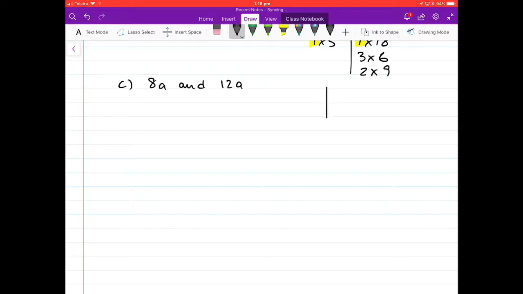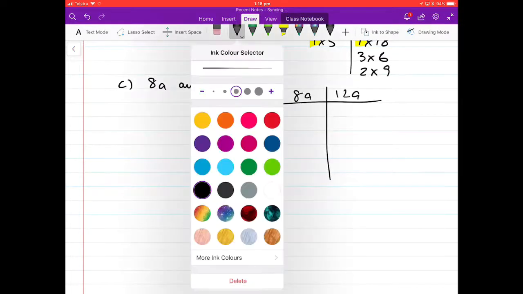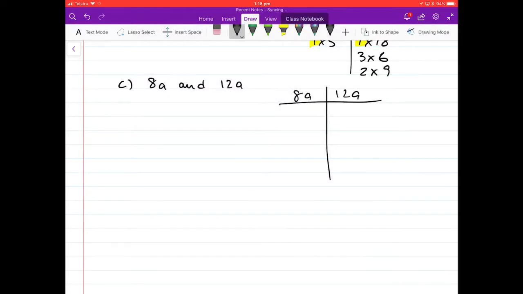Down here for the third one, question C, we've now got something a little different. We've got 8A and we've got 12A. Once you're listing all the factors, I want you to have a look at the 8 first and then add the A on the end, and then look at the 12 and then add the A on. So 1 times 8, and then just times by A on the end. We've got 2 times 4, and then again times A on the end. That part's not going to change. That's all I can think of for 8A. For 12A, I can go 1 times 12 and then times A. I've got 2 times 6 and times A, and then I've got 3 times 4 times A as well.